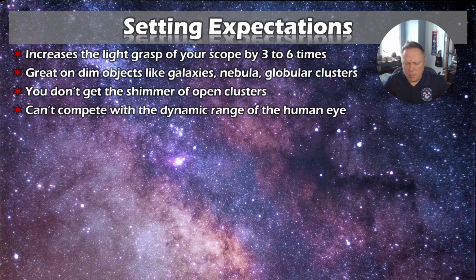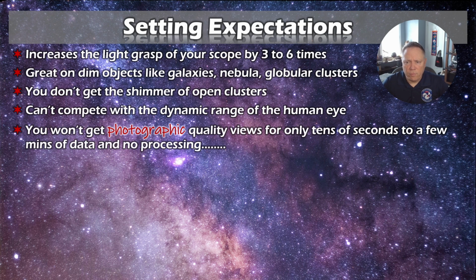If you want to see planets as well as the moons of Jupiter going around it, you're going to have to do quite a bit with computer software to allow that to happen, versus just looking through an eyepiece and a telescope. You're going to be able to see that. So again, with EAA, you're not going to be able to compete with the dynamic range of the human eye. And you're not going to get photographic quality from tens of seconds to maybe a few minutes of doing EAA, compared to hours and hours of data gathering and processing.